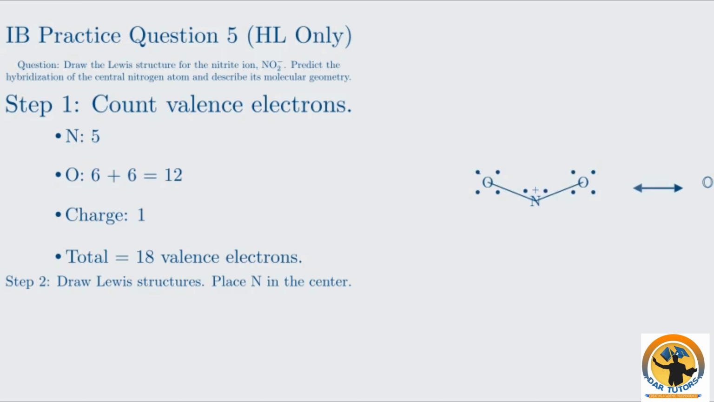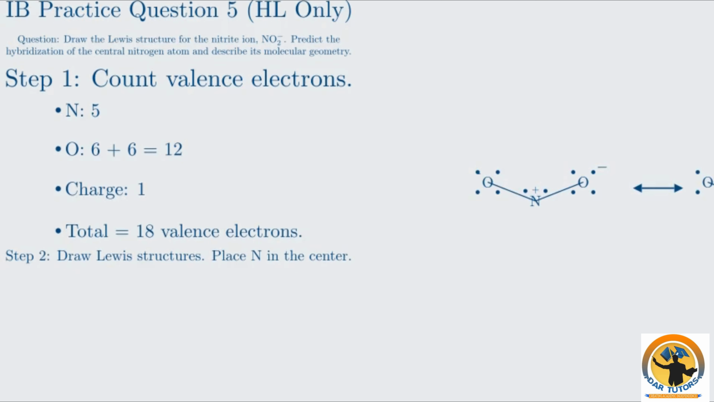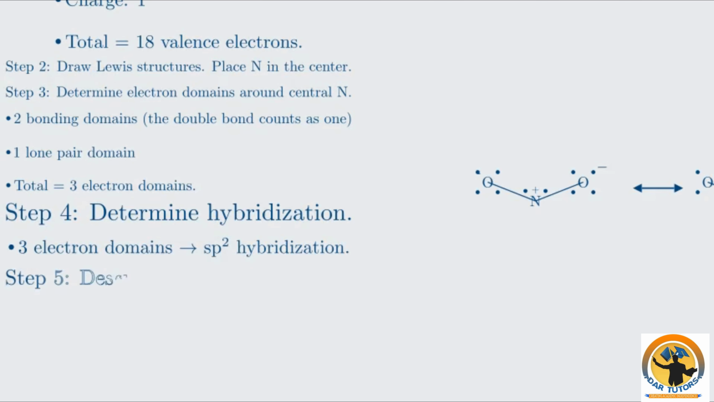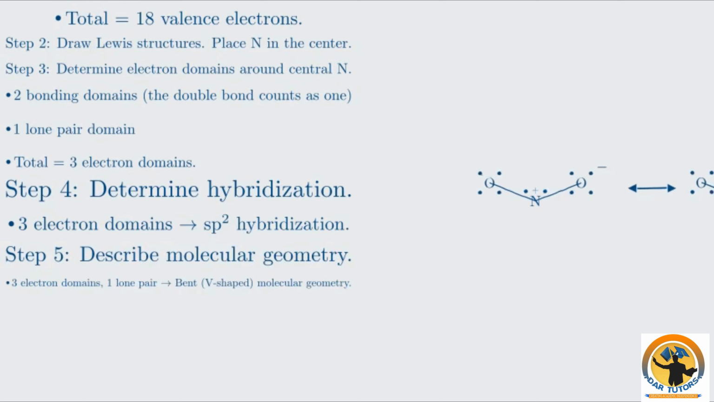The nitrogen currently has only 6 electrons, so we form a double bond with one of the oxygens. This gives two possible resonance structures. In the resonance hybrid, the nitrogen forms two bonds to oxygen and has one lone pair. So it has three electron domains, two bonding domains, and one lone pair. Three electron domains correspond to sp2 hybridization. This gives a trigonal planar electron geometry.